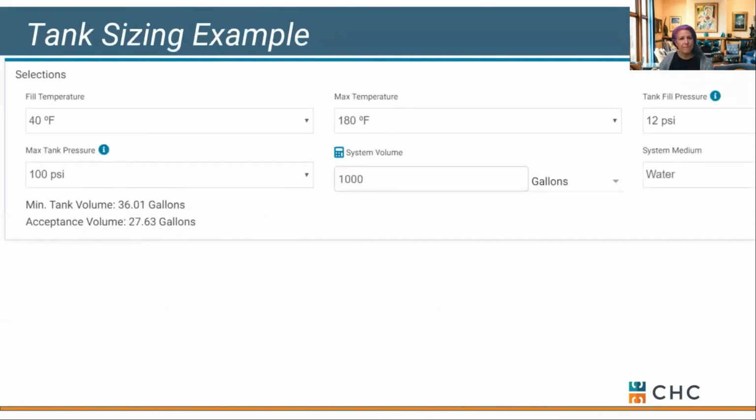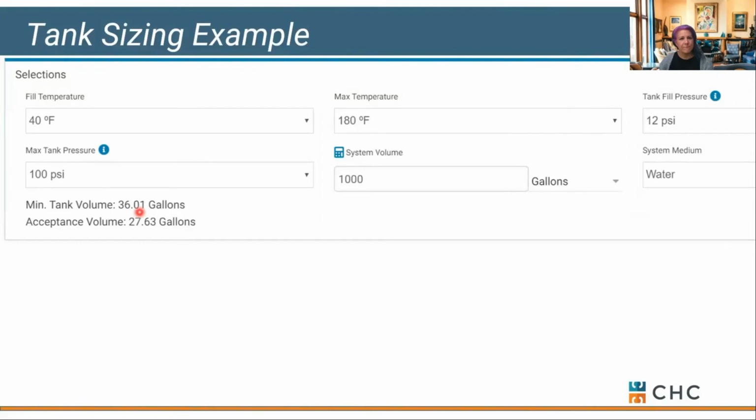Okay, let me look at a quick example, and then Sunday, I swear we'll get to our question. No worries. Okay, let's assume this is a boiler system sized for 1,000 gallons. And we're going to heat our water from 40 to 180 with a 12-pound fill. And in this case, I used a 100-pound relief. Software is going to tell us, hey, I need about 28 gallons of acceptance, and I need a tank volume that can hold about 36 gallons.